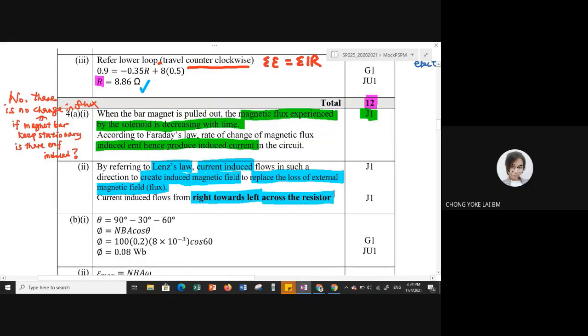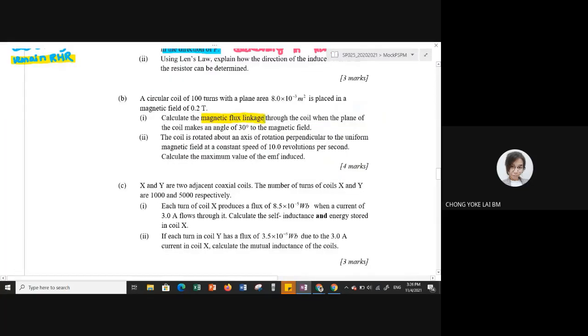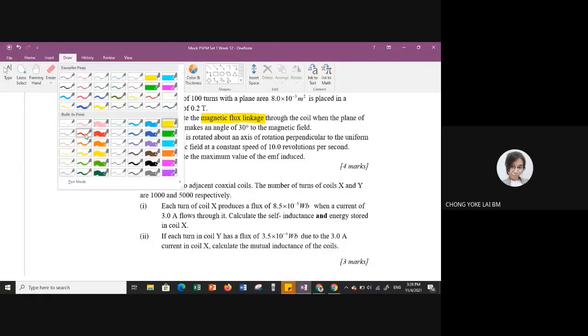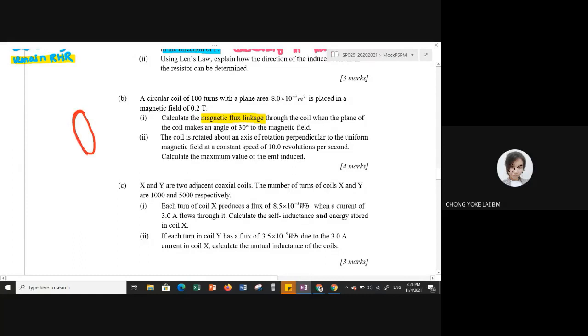I want to find the magnetic flux linkage through the coil when the plane of the coil makes an angle of 30 degree to the magnetic field. So I visualize it. Let's say this is my circular coil, have many turns, 100 turns. So now I want to find the magnetic flux linkage when the plane of the coil makes an angle 30 degree with the magnetic field. So ini mungkin magnetic field saya, B.